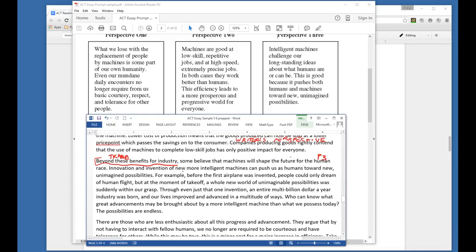Innovation and invention of more intelligent machines can push us as humans towards new unimagined possibility, right? Came straight from there, new unimagined possibilities. So use the prompt. Use the prompt. It's perfectly okay.